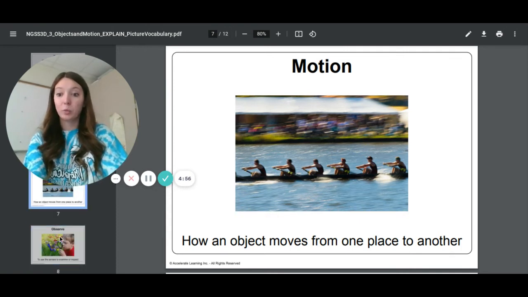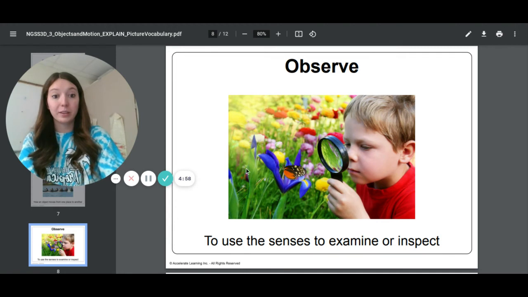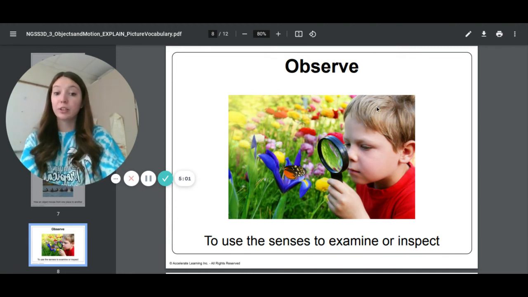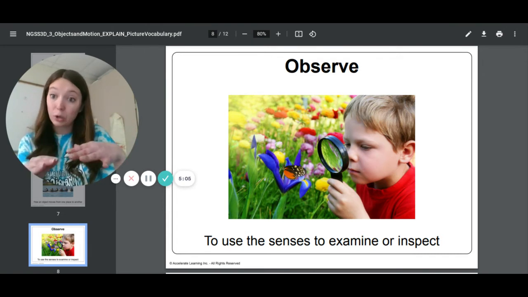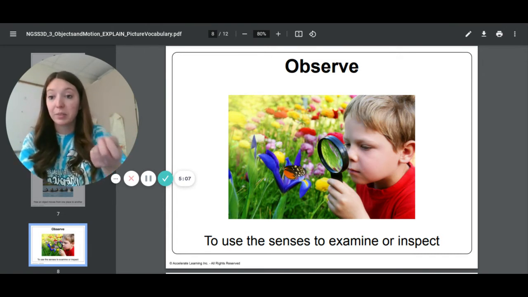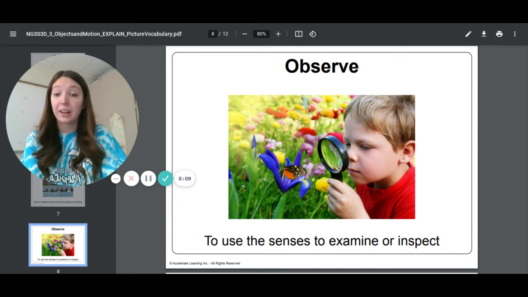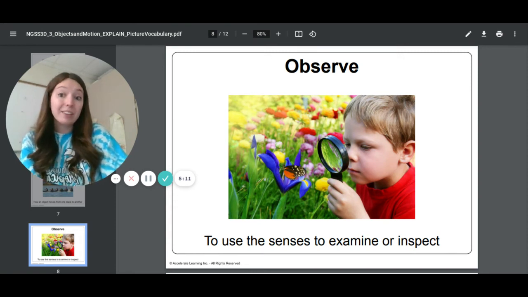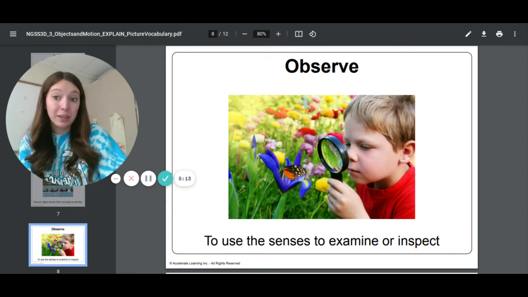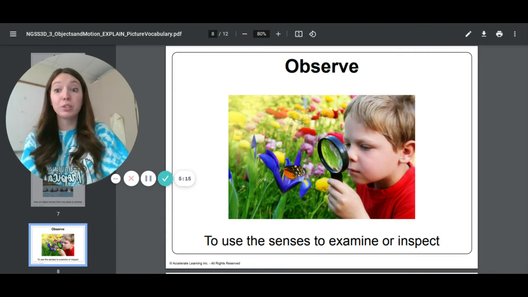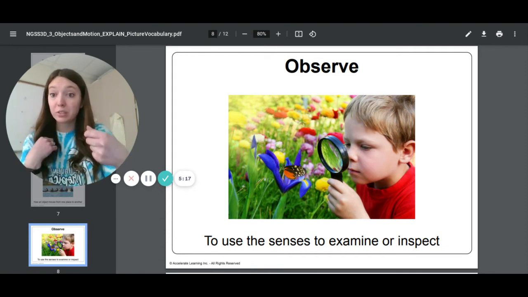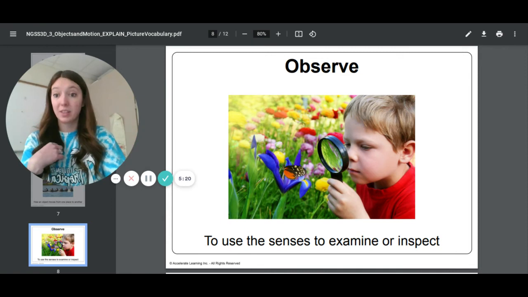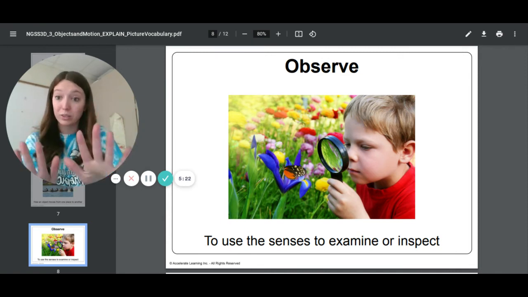Our next word is the word observe, and you can see this little boy with a hand lens. Observe means to use your senses to examine something, so look really closely at it, or to inspect something, which again means to look really closely at it. So this unit, we have a lot of really cool labs that we're going to be doing, and we're going to have to really observe, which means look closely at some different patterns that we see related to forces and motion, okay?